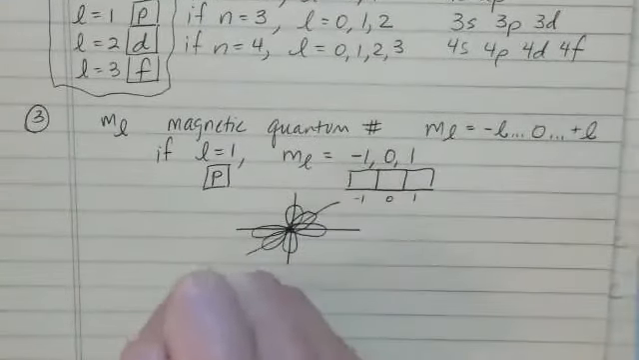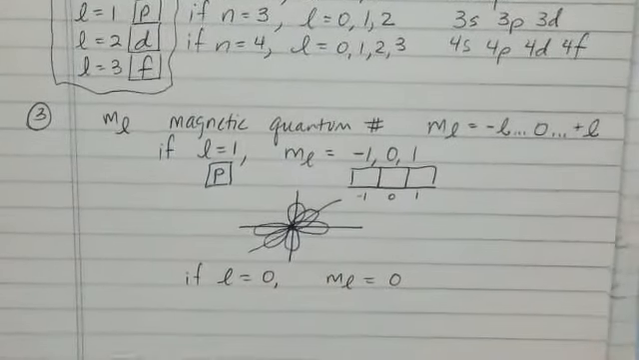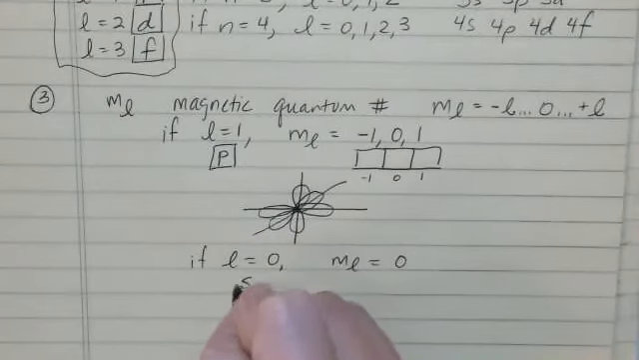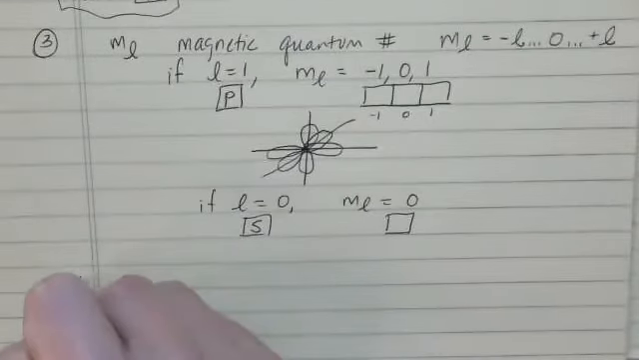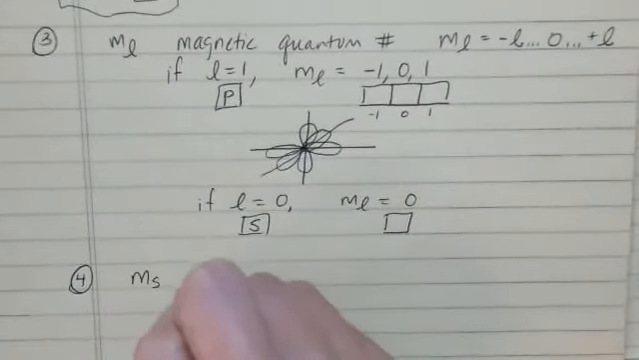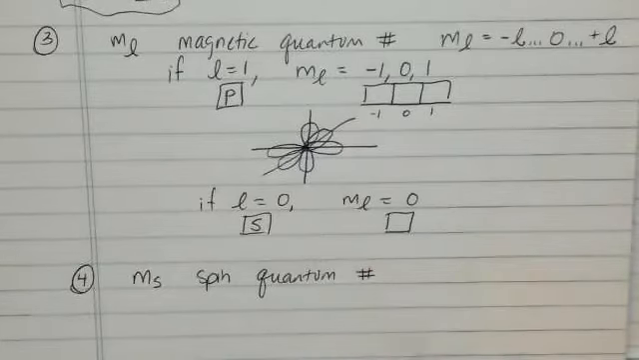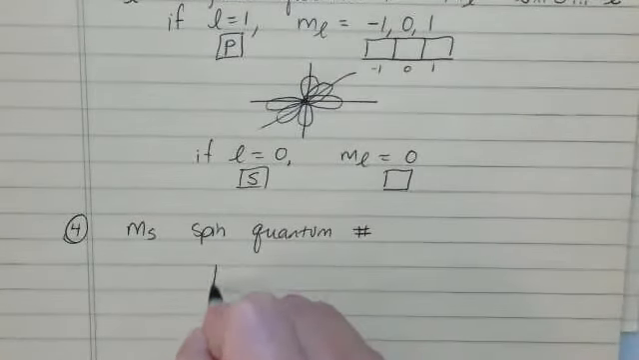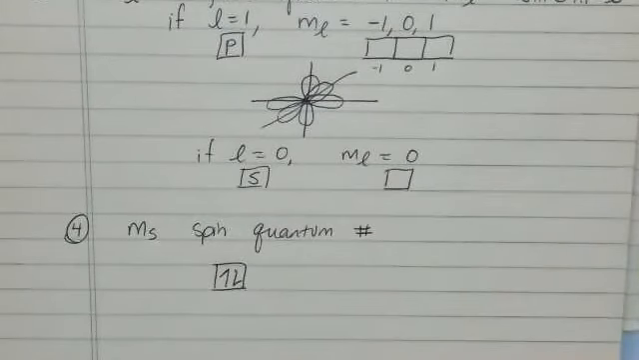So if L is equal to 0, the only value for M sub L is 0. And that makes sense, because with an S, if you remember, we only drew one box. There's only one orbital space. And so that M sub L value there would be a 0. Now, the fourth and final quantum number is your spin, and it's M sub S. That label made sense to me, the spin quantum number. And if you remember, inside an orbital, when we paired electrons, we gave them opposite spins. One up, one down.